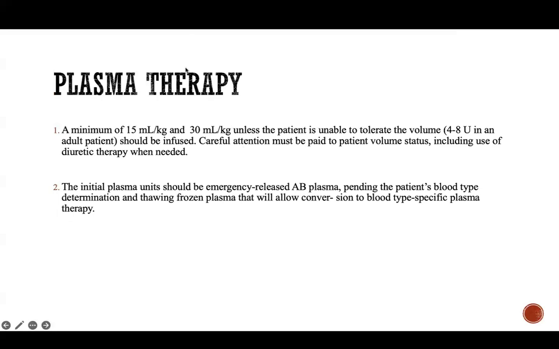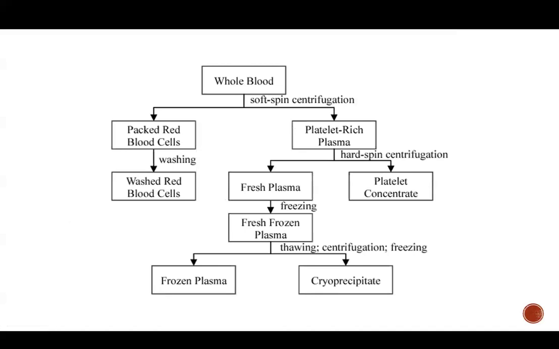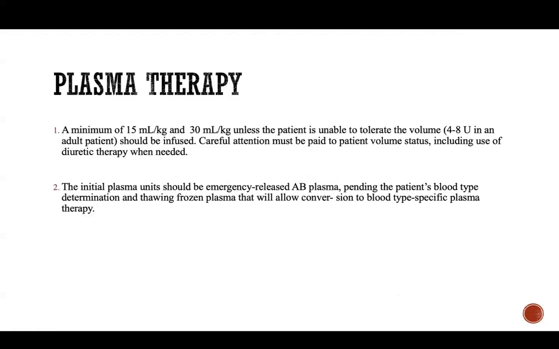The second option is plasma therapy. As we have already discussed, when any person donates whole blood, it is centrifuged into packed cells and platelet-rich plasma. When the platelets are separated again, the fresh plasma remains. This contains all the clotting factors. Since vitamin K antagonists act against the clotting factors, you have to give clotting factors to this patient.